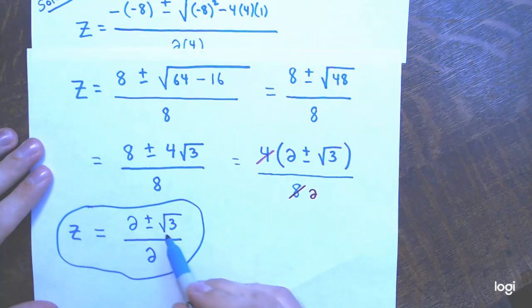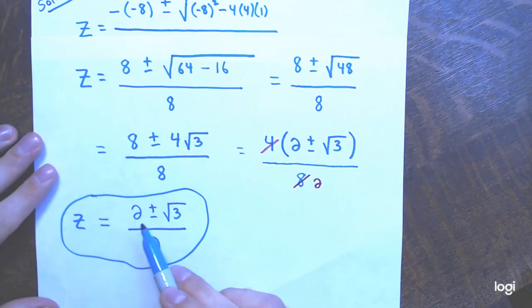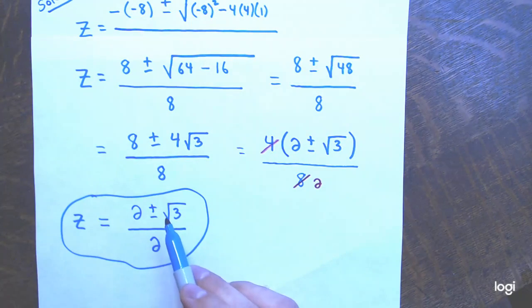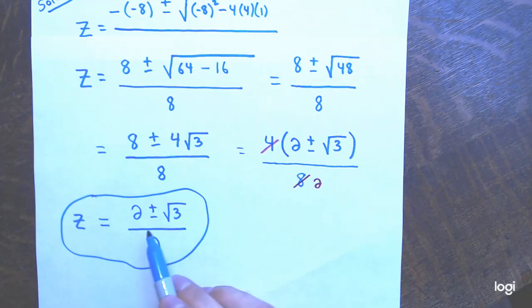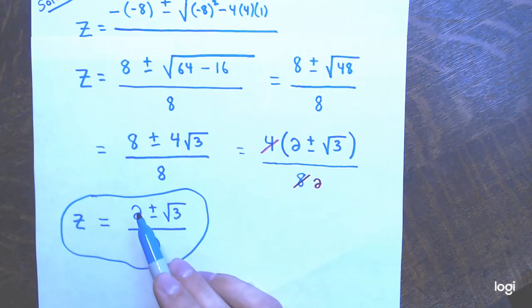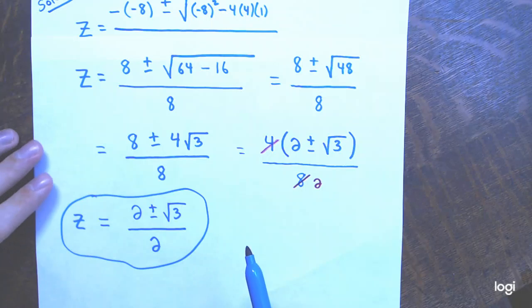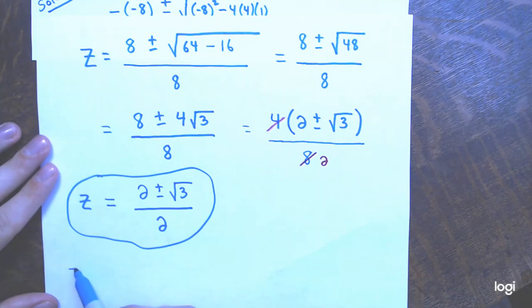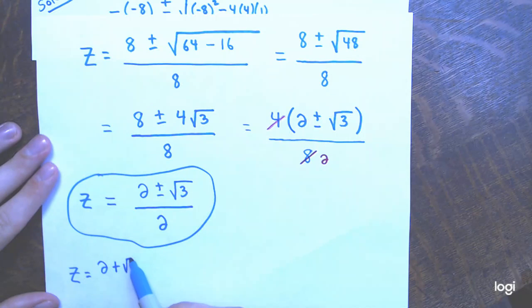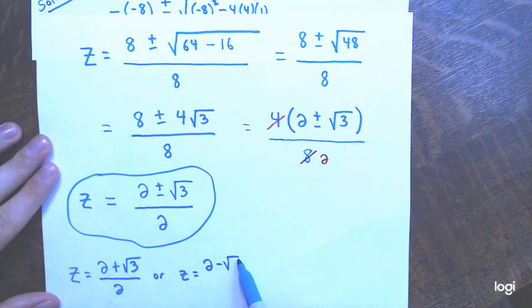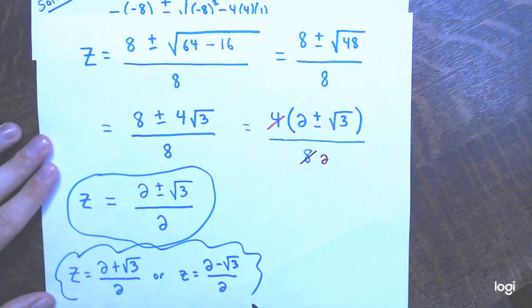That's totally simplified, and I don't know what the square root of 3 is, so I can't do what I did in the previous examples, where I add these and then divide by 2 and get a nice number, or subtract these and then divide by 2 and get a nice number. You could also just write them out separately: z is equal to 2 plus the square root of 3, divided by 2, or z is equal to 2 minus the square root of 3, divided by 2, and simplify it that way.